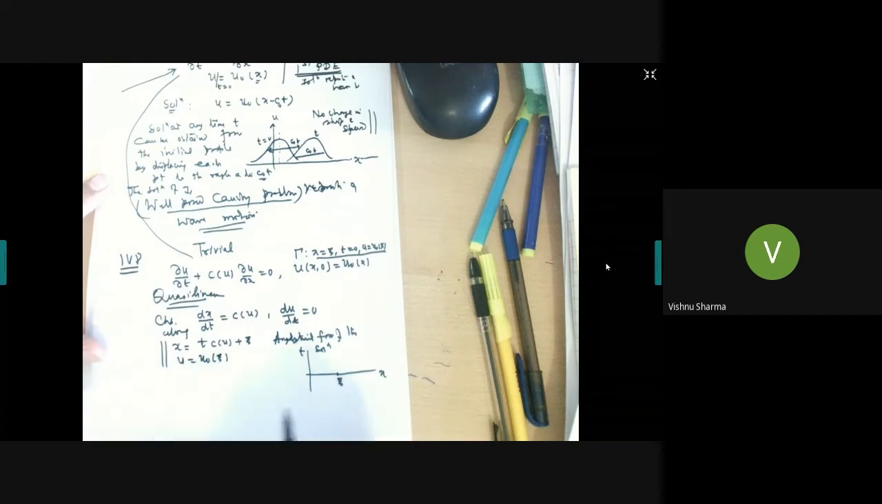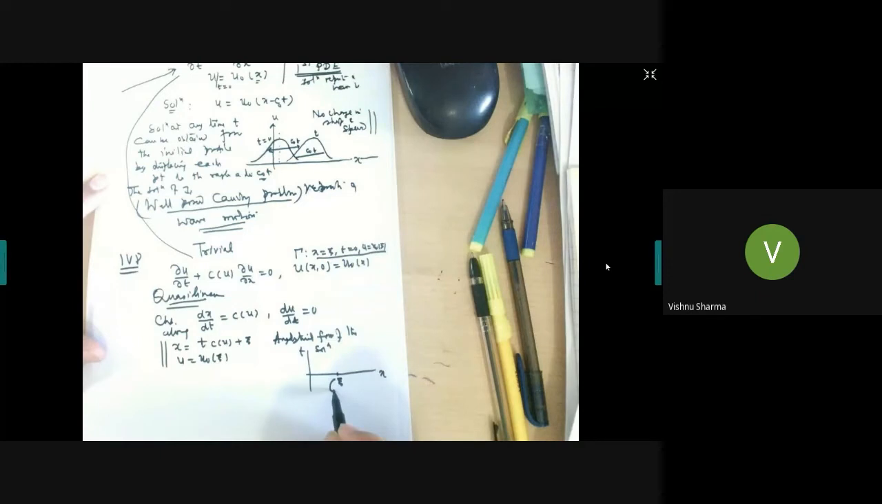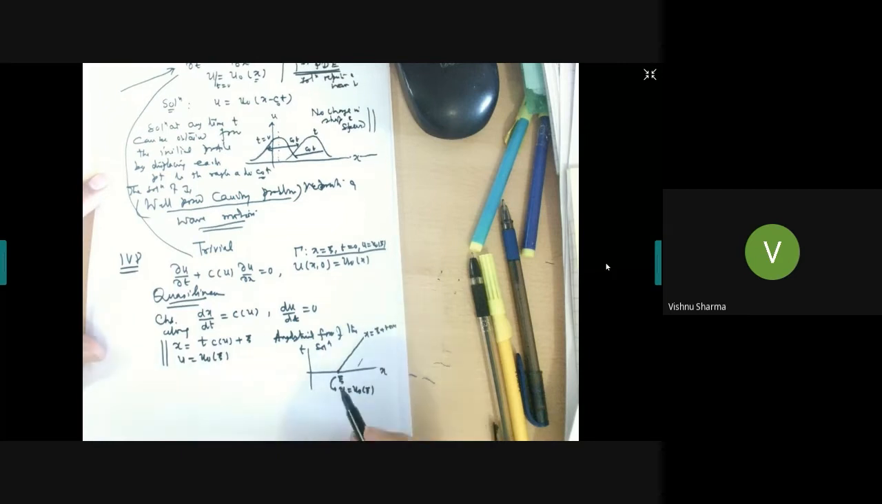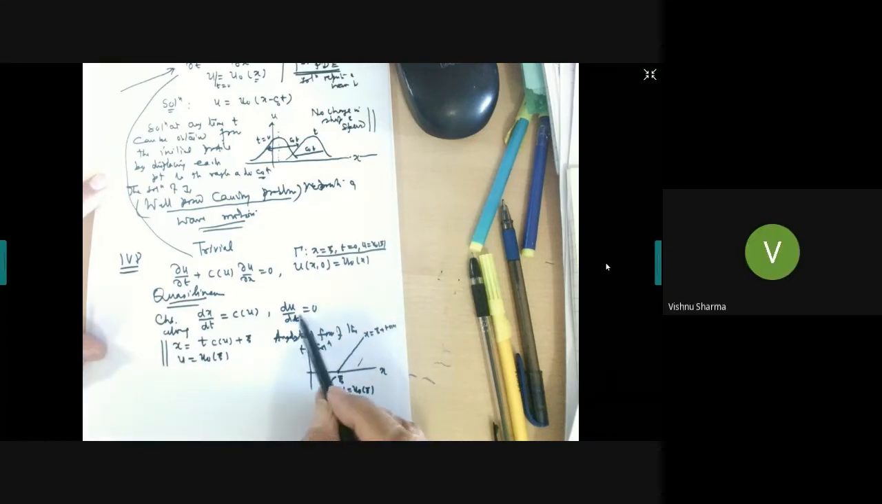So what happens here, if at t equal to 0, u is equal to u naught of xi. So what is the value of u here? u is equal to u naught of xi. What it says is that u remains constant along this characteristic curve. This is the equation of this characteristic curve: x is equal to xi plus t times c of u. Along this characteristic curve, u is equal to u naught of xi on the whole of it. Am I right? Because u remains constant along these characteristic curves.